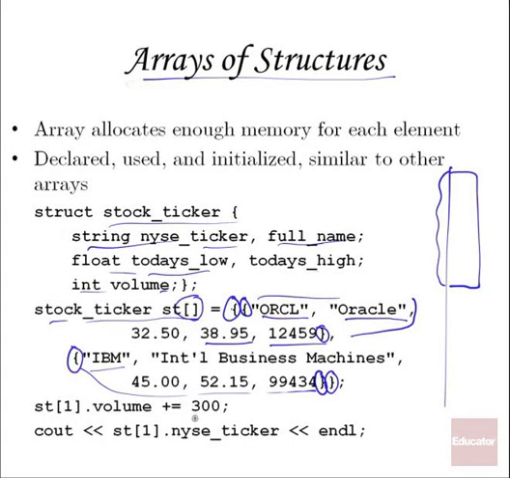ST1 volume is going to add 300 to it. So we go to 1. Remember, it's not the first, it's the second. So that's over here, this is IBM. And we want the volume, which is this number, and we want to add 300 to it. And we want to print out the ticker, which would print out IBM.